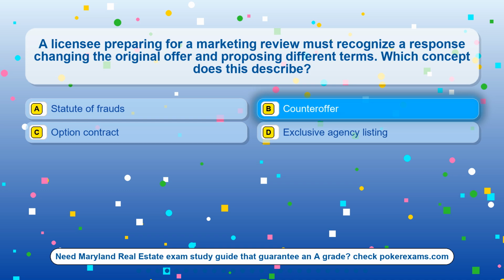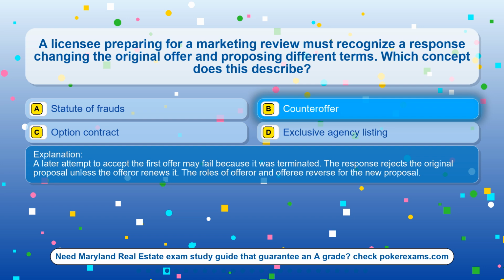The correct answer is option B, counteroffer. A later attempt to accept the first offer may fail because it was terminated. The response rejects the original proposal unless the offeror renews it. The roles of offeror and offeree reverse for the new proposal.